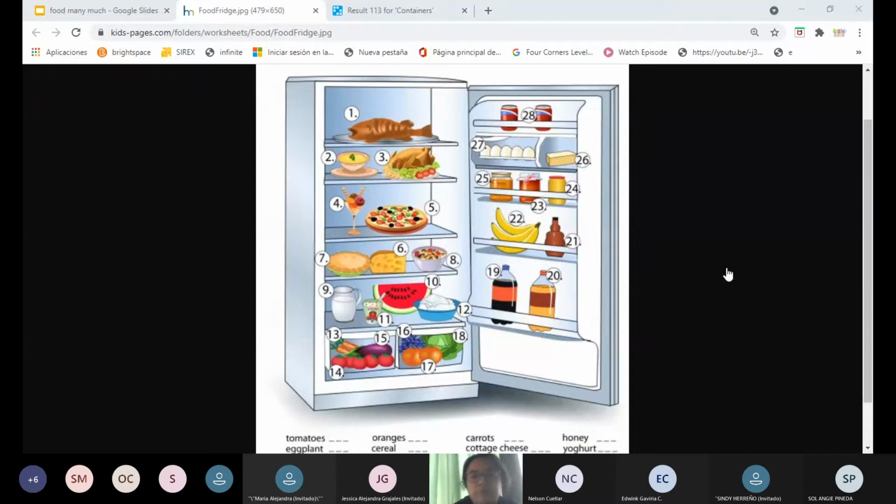Ingrid? No, teacher. Remember, soda? Gaseosa, right? Soda. Yes. So, how much soda is there? How much soda is there? Look, soda and soda. How much soda is there?